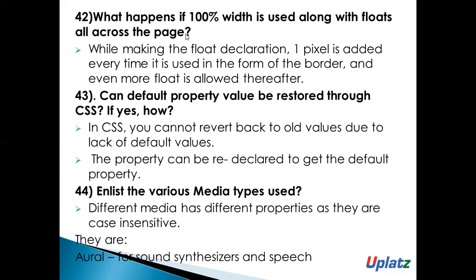What happens if 100% width is used along with floats all across the page? While making a float declaration, 1 pixel is added every time it is used in the form of a border, and even more float is allowed thereafter. Can a default property value be restored through CSS? We can do that, but we cannot revert back to the old values due to the lack of default values. The property can be redeclared to get the default property.